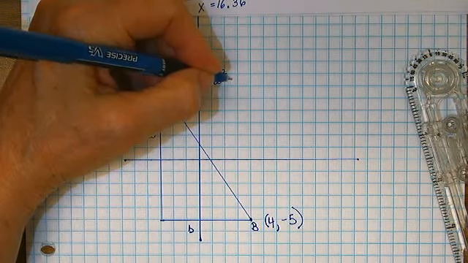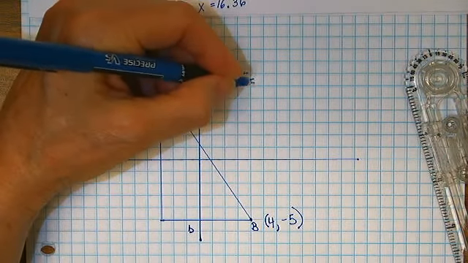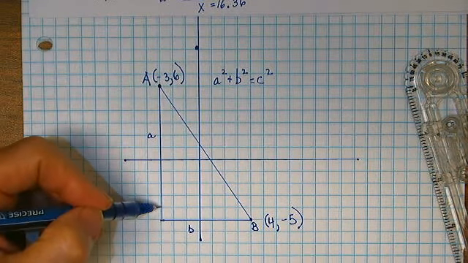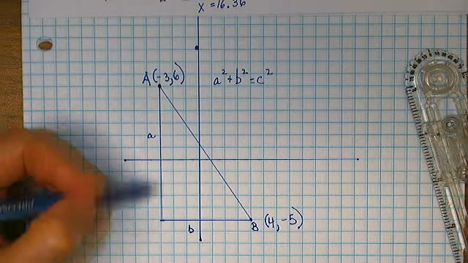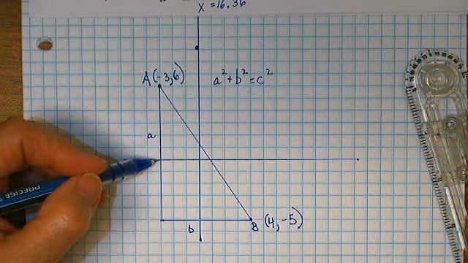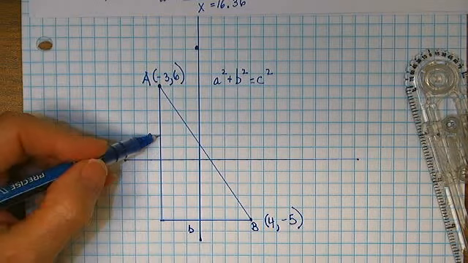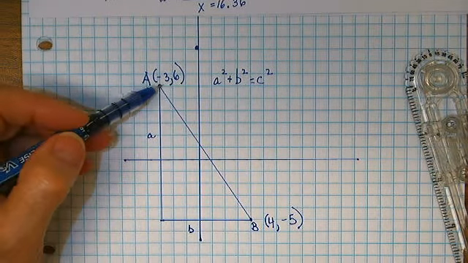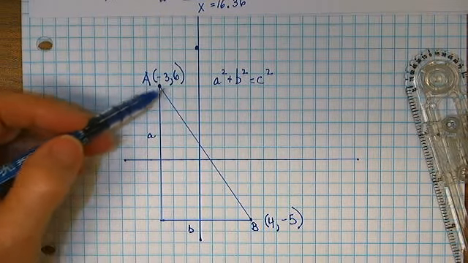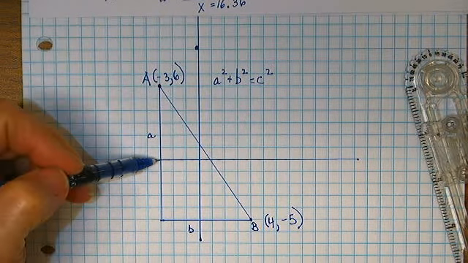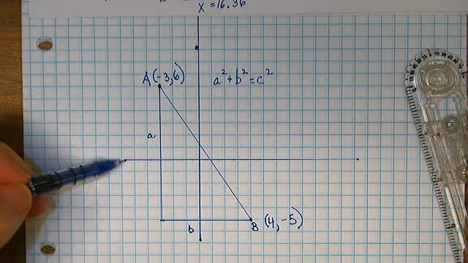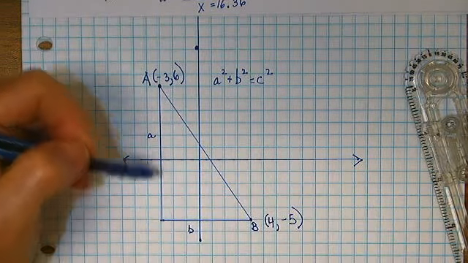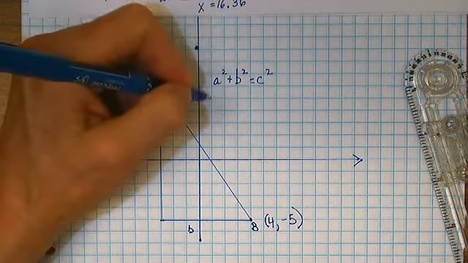A squared plus B squared equals C squared. A is 1, 2, 3, 4, 5, 6, 7, 8, 9, 10, 11. The y-coordinate of 6 plus the distance 5 from the x-axis is an easy check to see that it really is 11.